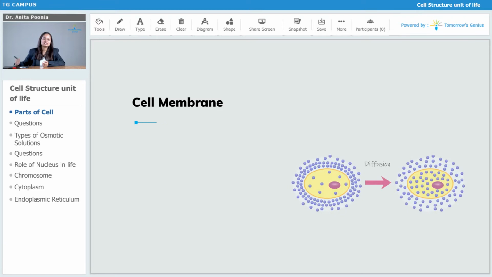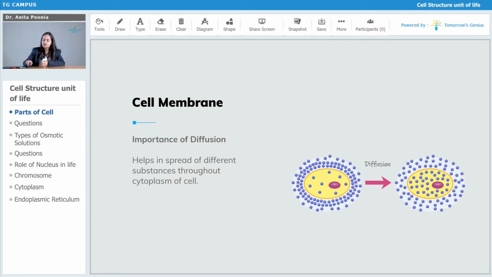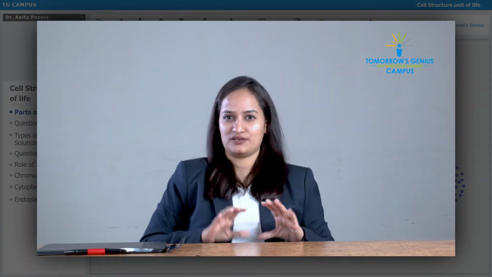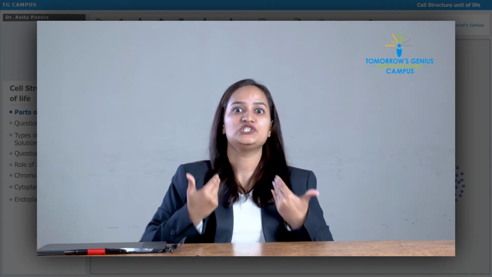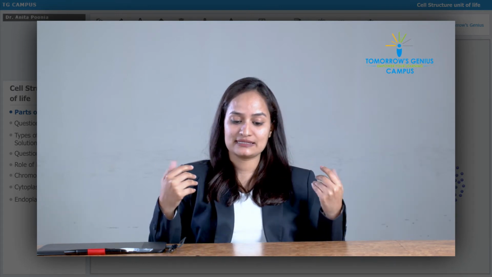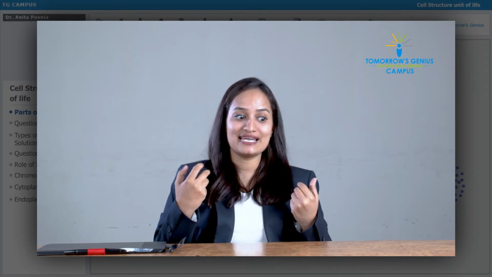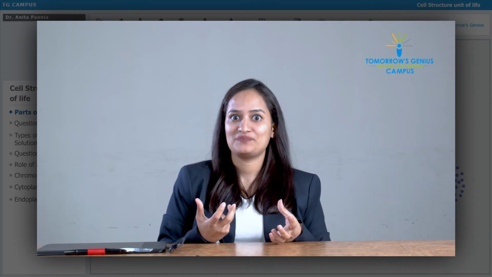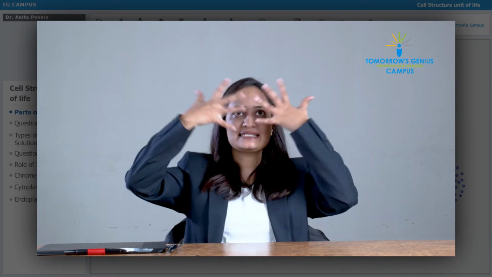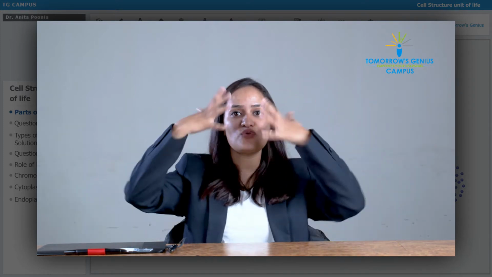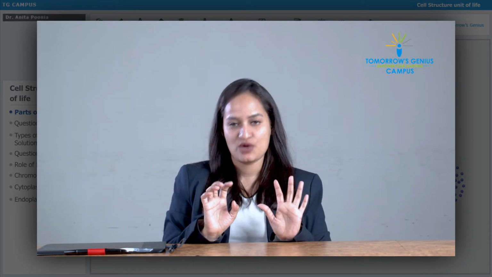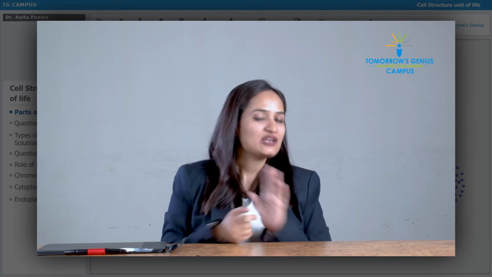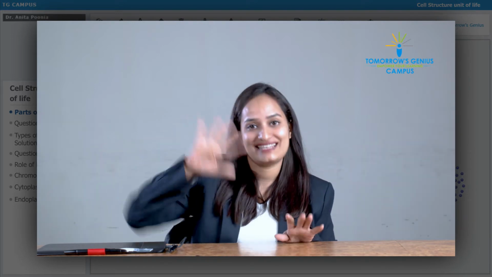Diffusion basically helps in the spread of different substances throughout the cytoplasm of the cell. Because you know, right, when you eat food, it passes through your food pipe, reaches your stomach, and then it gets digested and absorbed into the blood. The blood then circulates that glucose all over the cells of your body, and each cell gets that glucose, which later on will be converted into energy.